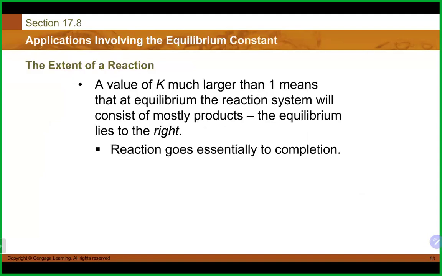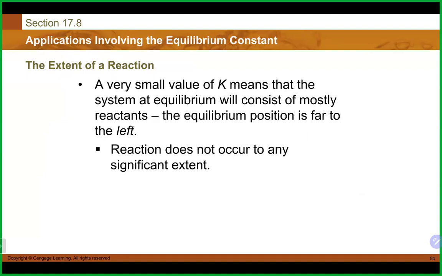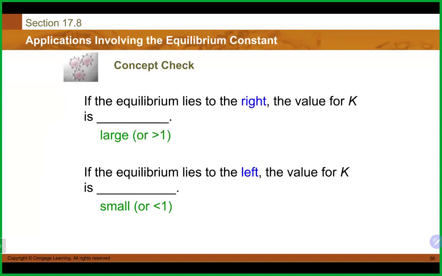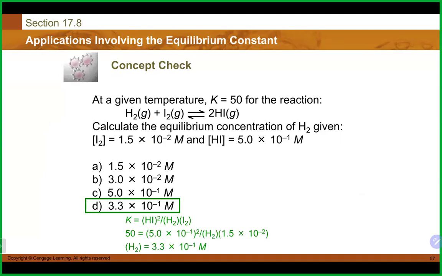All right, so we talked about obviously large value K means we mainly have products. Small value, obviously, we have reactants. And obviously we'd go to the right or left. So let's talk a little bit about, again, a couple of things here in terms of equilibrium.